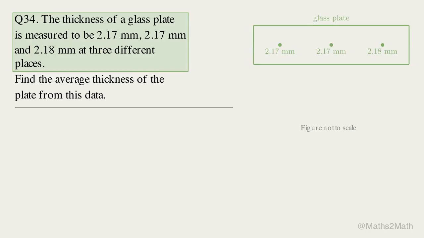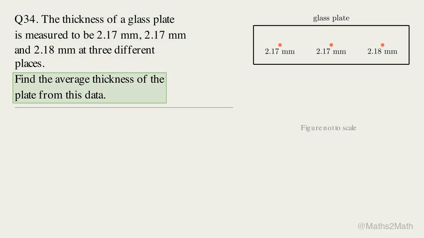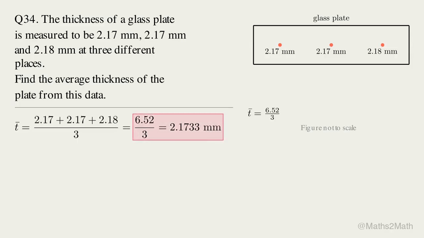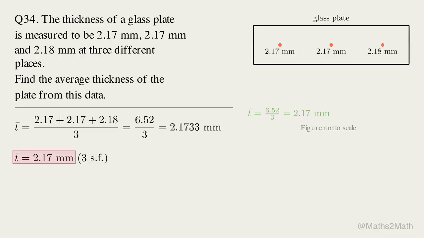Question 34. 3 thickness readings, 2.17, 2.17, and 2.18 millimeters. Find the average thickness. What does this mean? Average the three and keep the precision of the data. The average is 2.17 plus 2.17 plus 2.18 over 3. 6.52 over 3, which is 2.1733. The data are known to three significant figures, so the average is 2.17 millimeters. Hence, the average thickness is 2.17 millimeters.